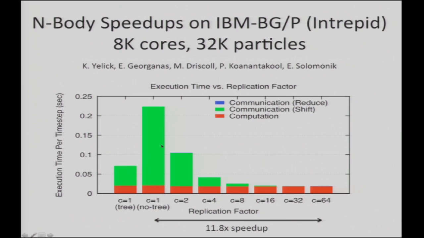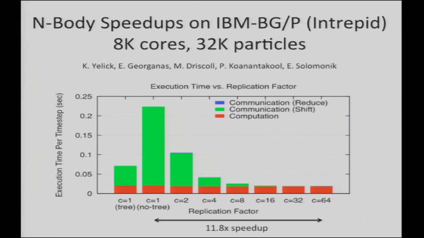Now I have 2 versions of C equals 1. That's because BGP has 2 networks. It has the reduction network and it has the regular torus network. The reduction network was better for this, but the reduction network is gone. They don't build them anymore. So I think it's gone on BGQ. So this is the only part of the network that's available.